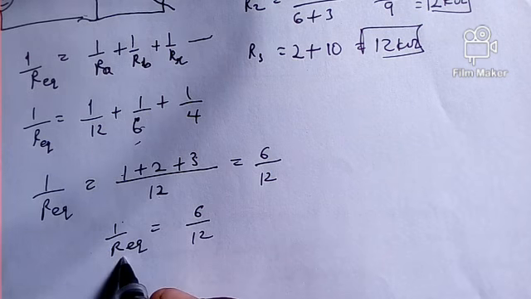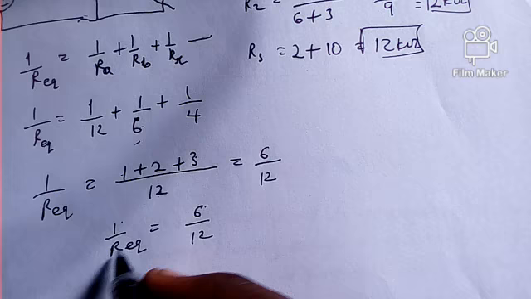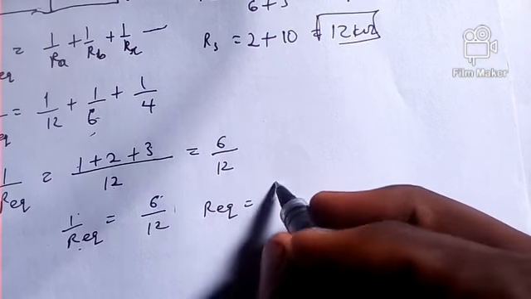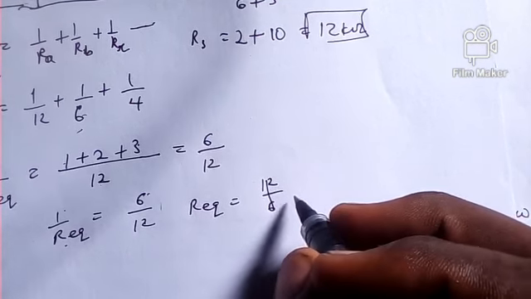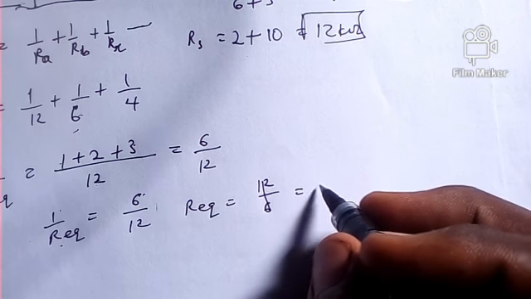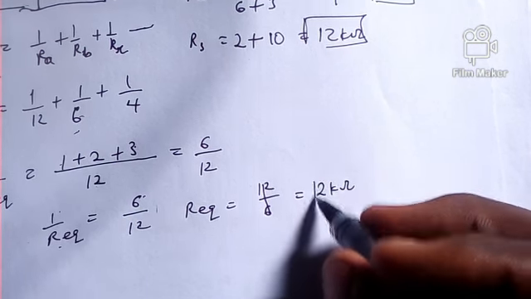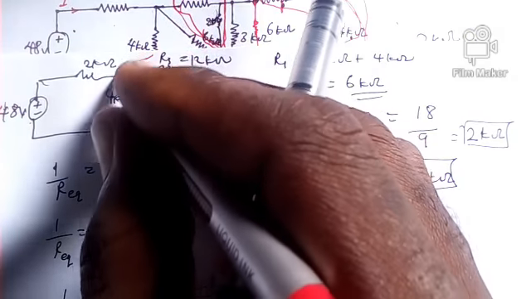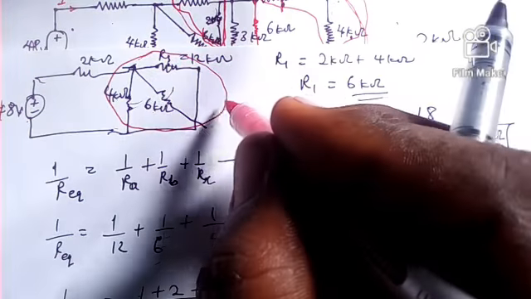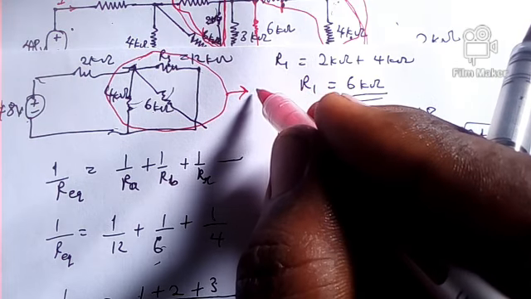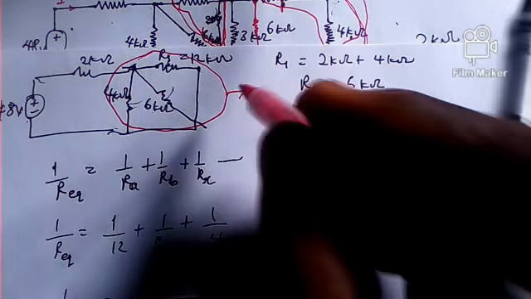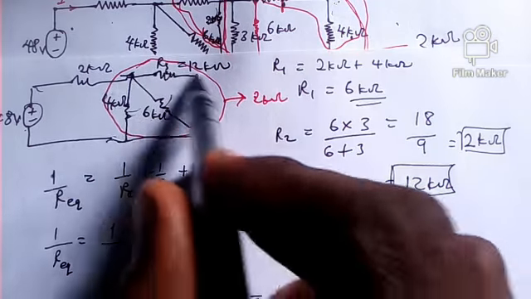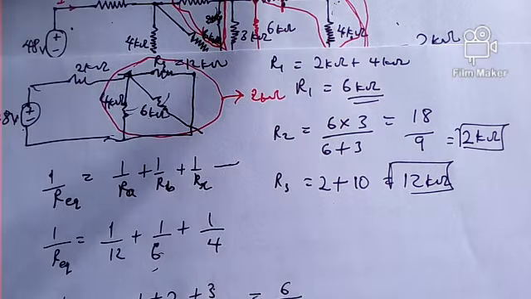So if 1 over this is equal to this over this, let's just take the inverse of both sides. We have it that the equivalent resistance is going to be 12 over 6. And when we divide this, we have our answer to be just 2 kilo ohms. So it simply means that the whole of these three resistors, when summed up together, have an equivalent resistance of just 2 kilo ohms. So I can replace these whole resistors with just a 2 kilo ohm resistor.